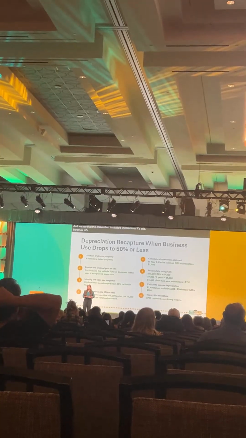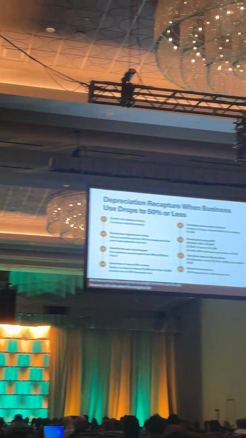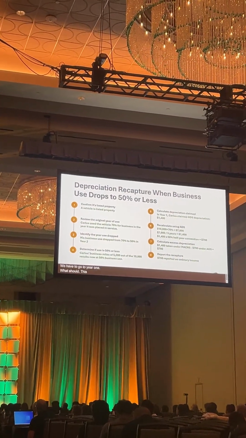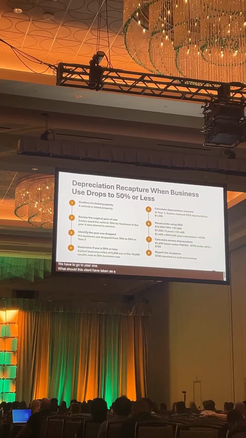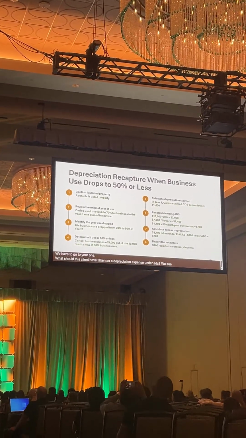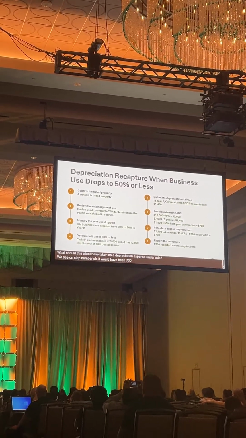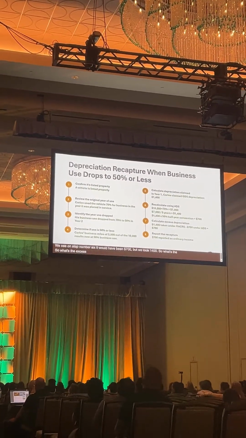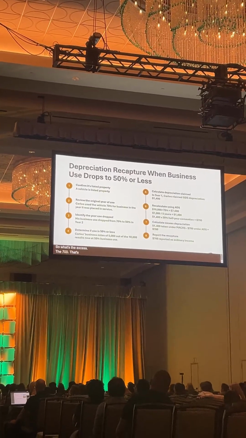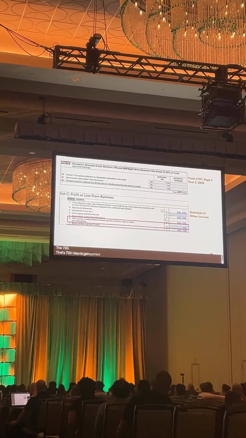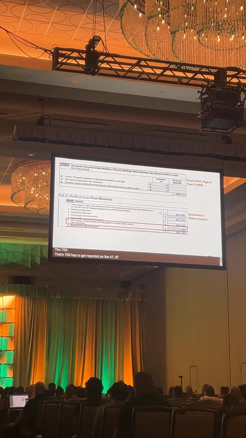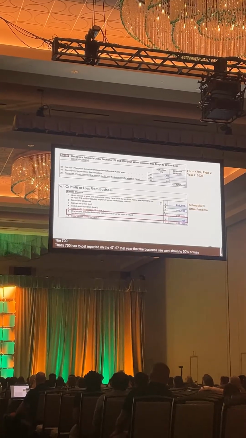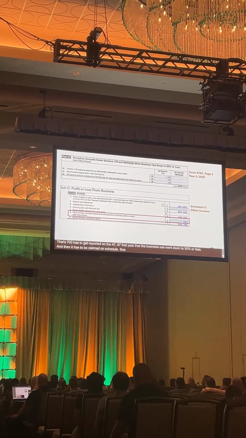However, let's talk about the recapture of depreciation. We have to go to year 1. What should this client have taken as a depreciation expense under ADS? We see on step number 6, it would have been $700. But we took $1,400. So what's the excess? The $700. That $700 has to get reported on the 4797, the year that the business use went down to 50% or less, and then has to be claimed on Schedule C as other income.